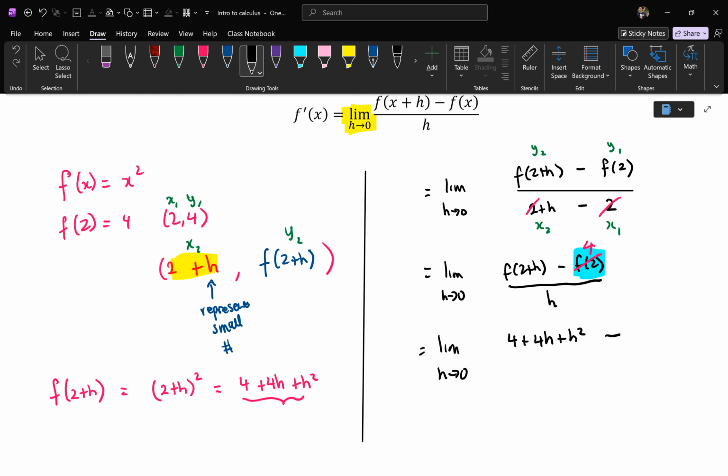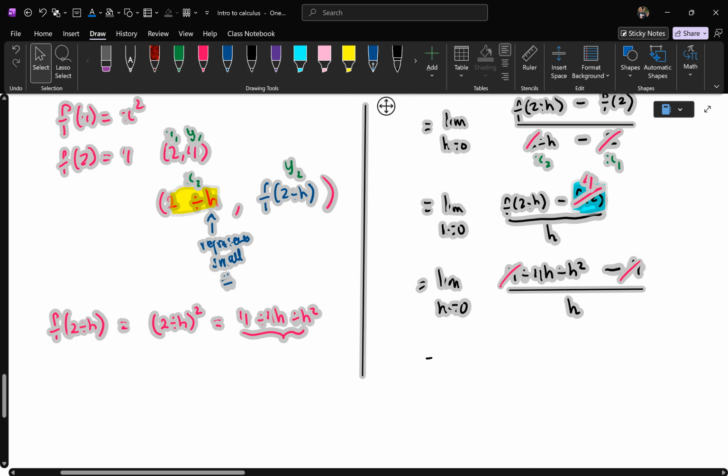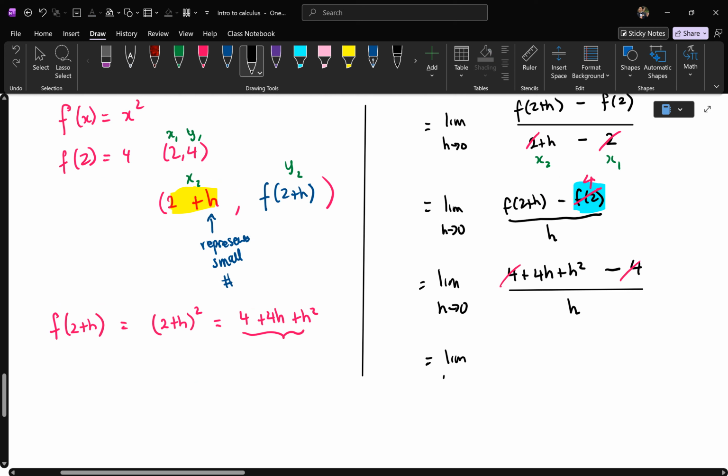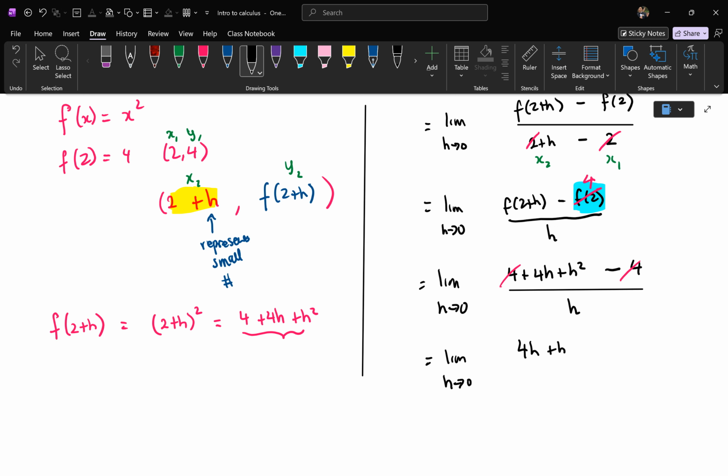Minus, you told me f of 2 was 4, all over h. Clearly in the numerator, what can cancel out? 4. 4 take away 4 cancels out. Let's rewrite the line again, and hopefully you start to see where the formula actually leads to finding the gradient. You have 4h plus h squared divided by h.